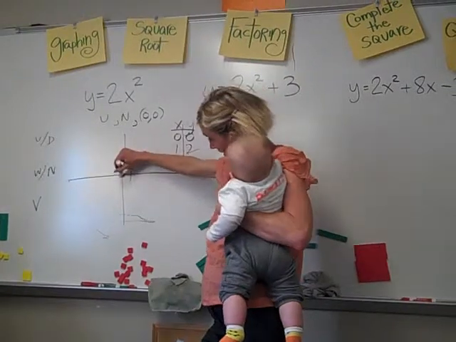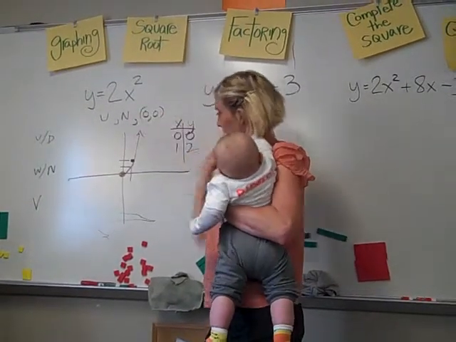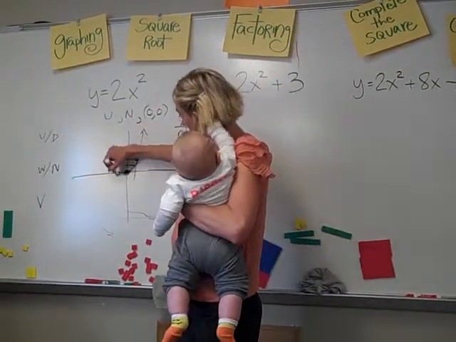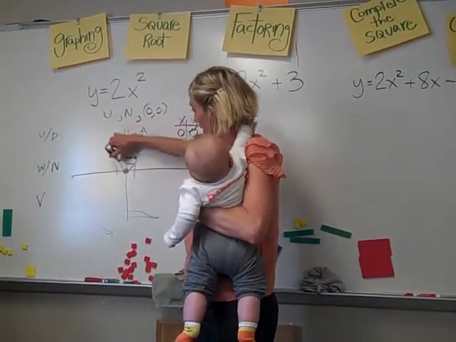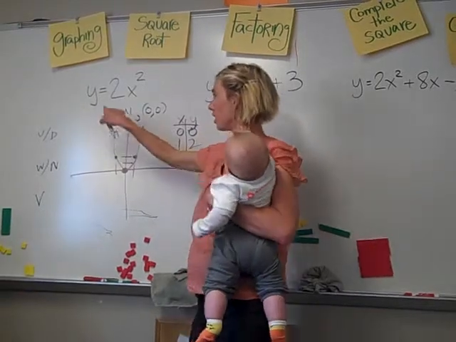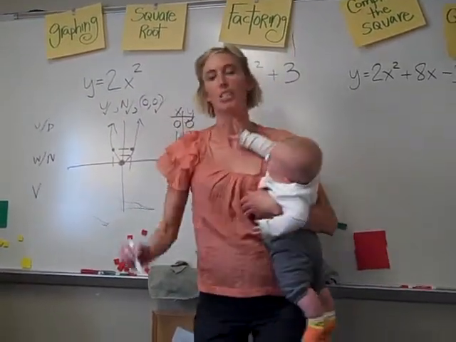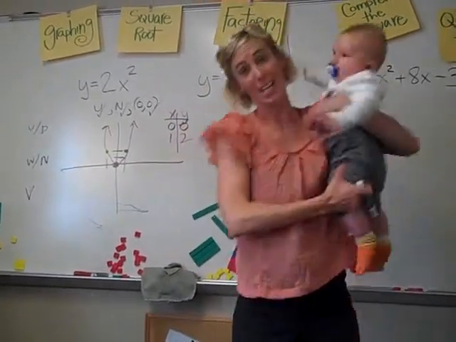So here's one side of my parabola. Cha-ching! To get the other side, I would reflect it. And there is my first parabola. I check and make sure, yes, it's going up, yes, it is narrow, and yes, my vertex is at 0, 0. Okay, but you're still not done.